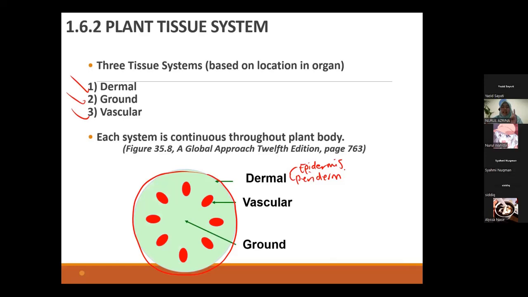Kan? Alright. The second one is vascular tissue. So this is vascular tissue. Okay. Right. And next is ground tissue. So ground tissue tu kat mana, madam? Ground tissue tu ada kawasan sini dengan ada kawasan yang dekat tepi-tepi ni. Yang warna hijau-hijau tu semua ground tissue. Okay, so these are the three tissue systems, and we have to know the function and the example of the dermal tissue, vascular tissue, and also ground tissue.